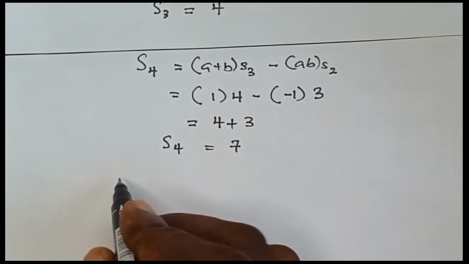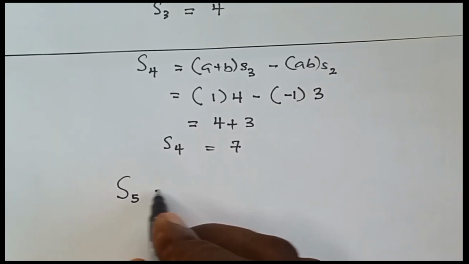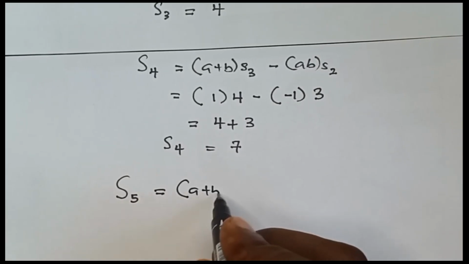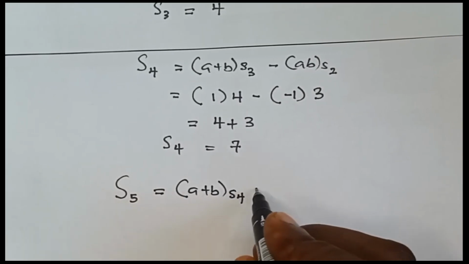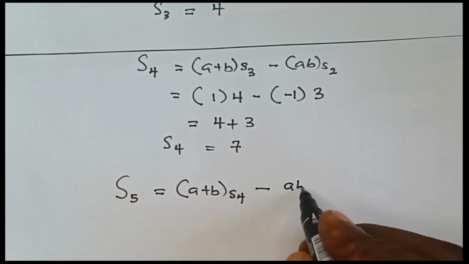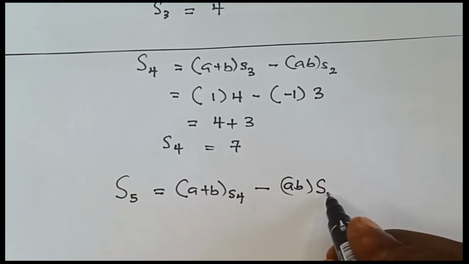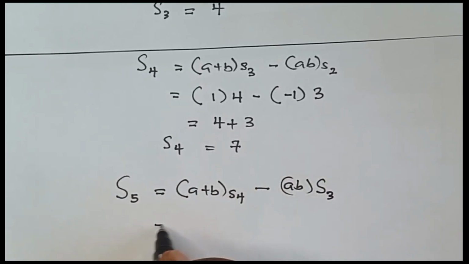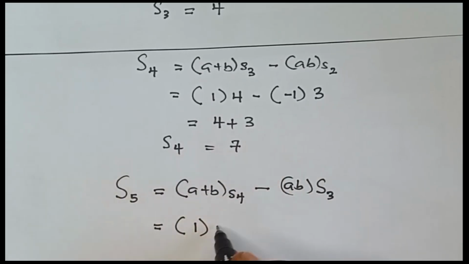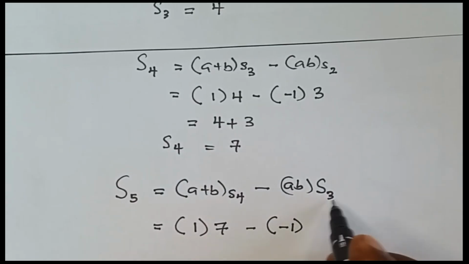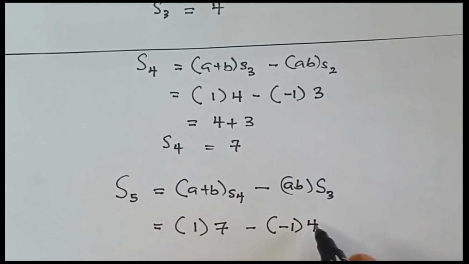And then I'm going to write the formula again. Our S5 now is going to be (a plus b) S4 minus ab S3. Okay, so now what is our a plus b? a plus b is 1. What is our S4? We just calculated it, 7. Then what is our ab? It is minus 1. What is our S3? Our S3 is 4. We calculated it earlier.